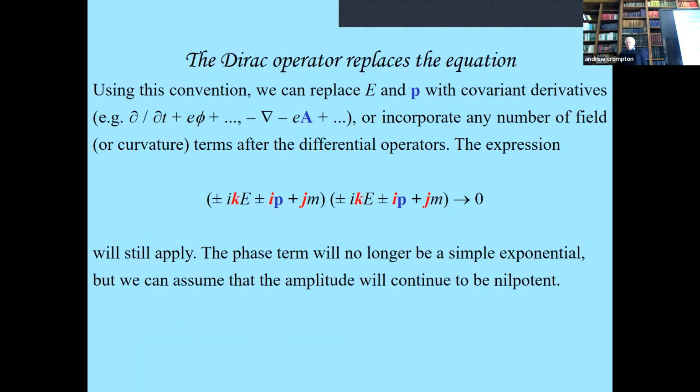So we can replace E and P, if we like, with covariant derivatives. We can add potentials to them, potential energy terms. Or we can add the curvature terms if we're that way inclined, which I'm not, but we could. That expression will always apply, whether there are any terms added or not. If we make E d by dt plus E phi, then the phase term is no longer a simple exponential, it's something else. But we have to work out what it could be.